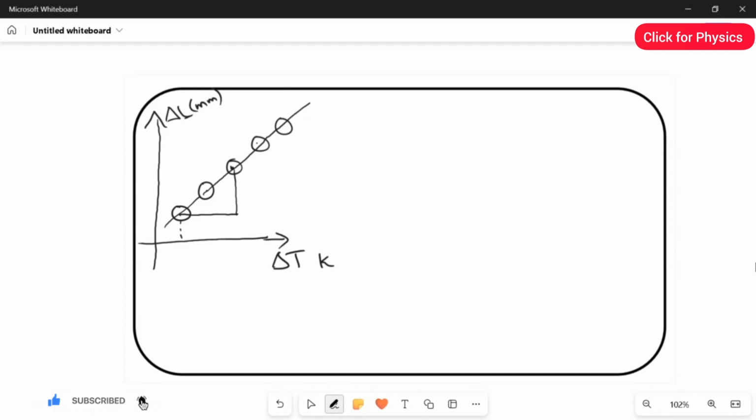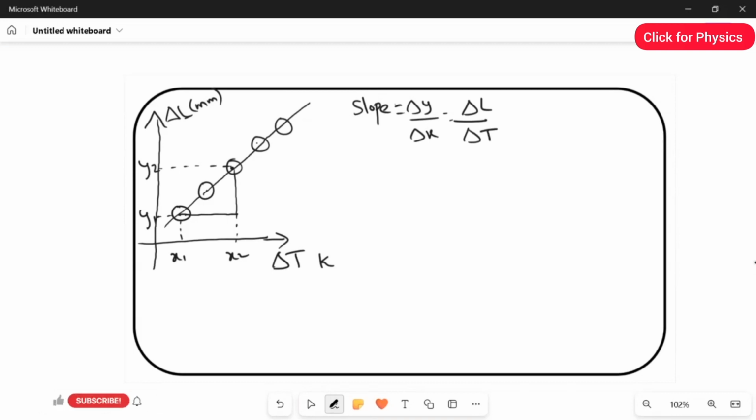Let's take the x1 value here, and this will be our x2 value, and on the y-axis this is our y1 and this is our y2. Now we are going to find the slope. So what's the formula for the slope? The formula for the slope is delta y over delta x. On the y-axis we took the value of delta L, and on the x-axis we took the value of delta T. So that means the slope is exactly equal to delta L over delta T.